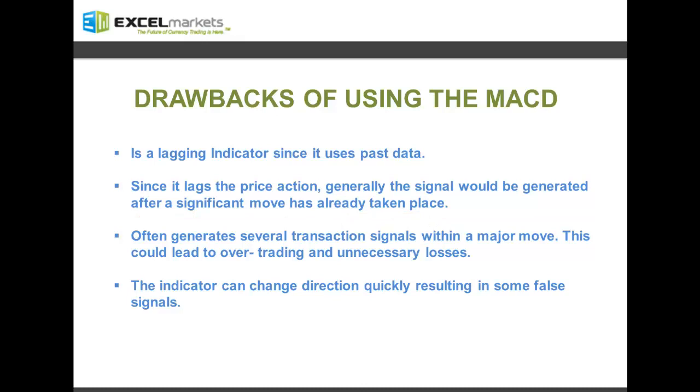Moreover, it often generates several transaction signals within a major trend move. This could often lead to overtrading and unnecessary losses. Another major drawback is that this indicator can change direction very quickly through its crossovers above or below the zero baseline, resulting in some false trade signals.